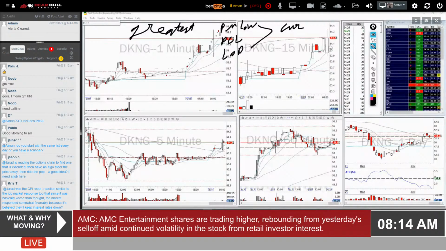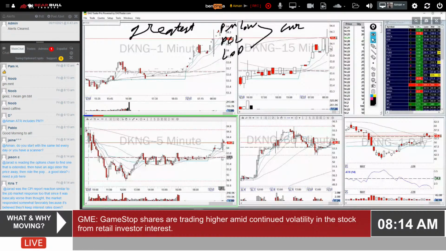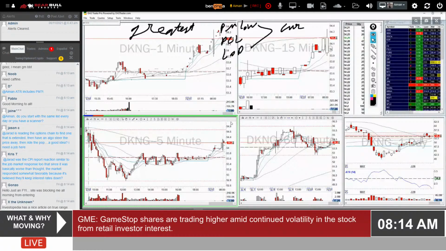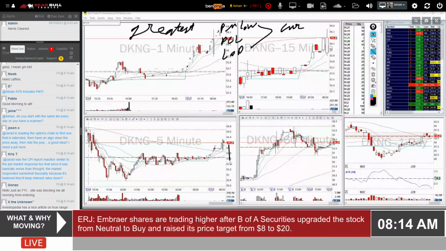For example, on DKNG, what is the low of the pre-market? The low of the pre-market is 53.90. But do I calculate the ATR from 53.90 and above? No, the previous day close is lower. I'll calculate the ATR from the previous day close and above if I want to take it to the long side. Let's say that the market opens and it breaks the previous day close, then it comes back up and I look for a setup to the long side.